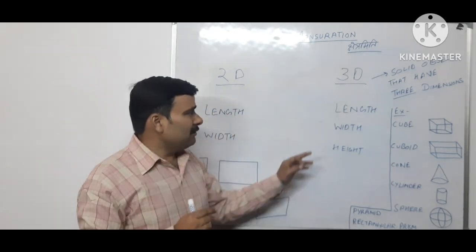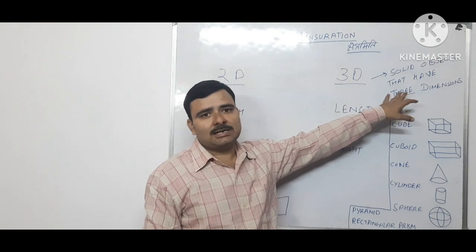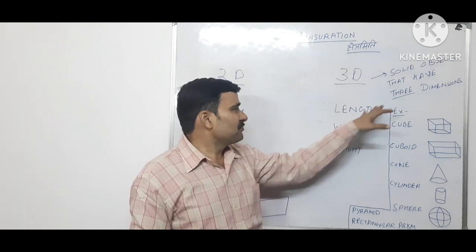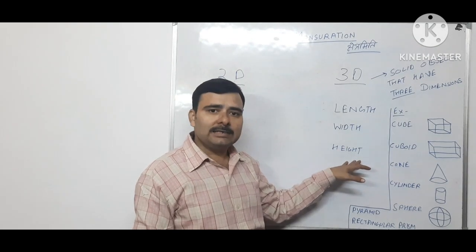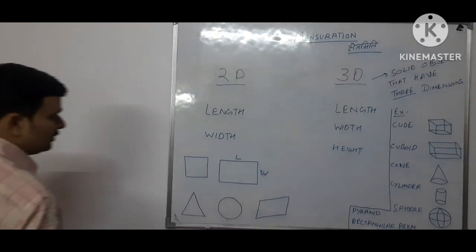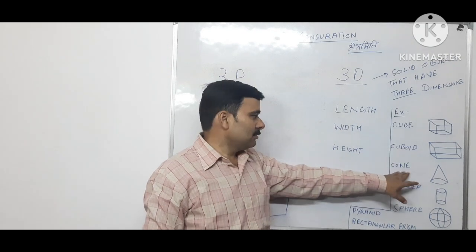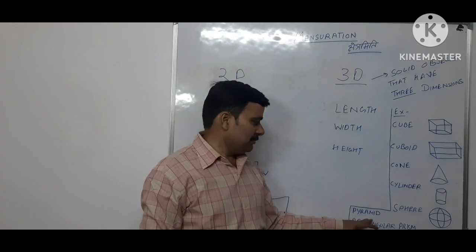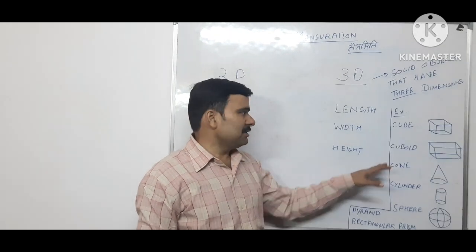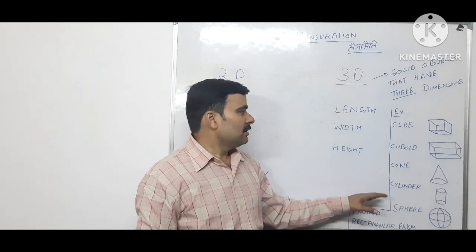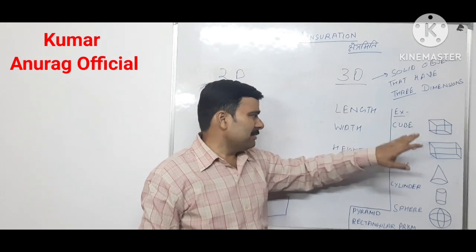But on the other hand, whenever we discuss 3D objects, 3D objects are solid objects that have three dimensions. Their length will be there, width will be there, and height will be there. So these are the examples of 3D shapes: cube, cuboid, cone, cylinder, sphere, pyramid and rectangular prism. In further classes, we will study these 3D shapes in depth. But here you can see that, whenever we take the example of a cube or cuboid.